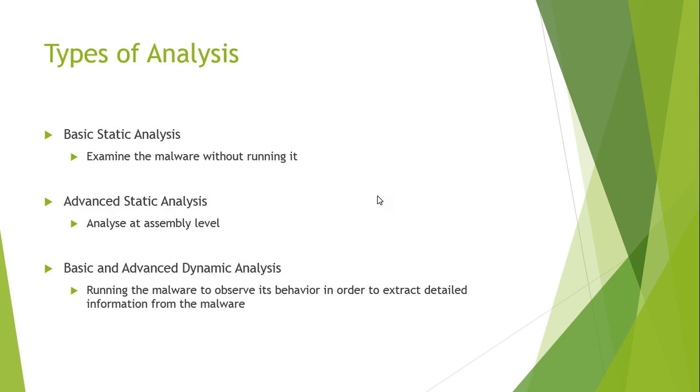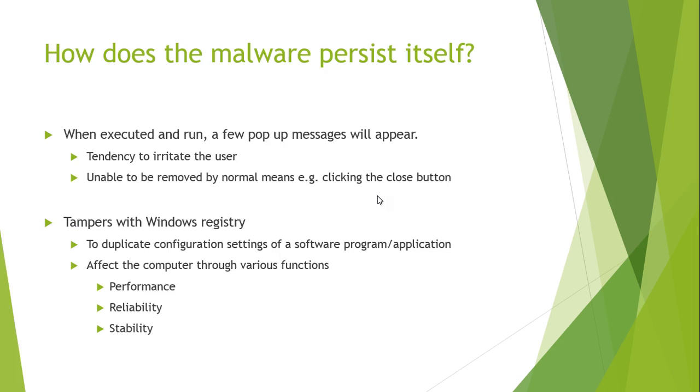So we start with the recap of the types of analysis that we use in order to analyze the malware. We analyze the malware using basic static analysis, advanced static analysis, basic and advanced dynamic analysis. For basic static analysis, we use tools like PEiD and PEview. For advanced static analysis, we use IDA Pro. For basic dynamic analysis, we use tools like Process Monitor and Process Explorer, and for advanced dynamic analysis, we use OllyDbg.